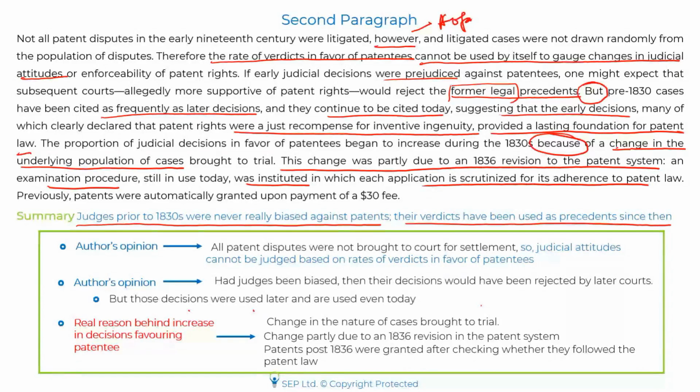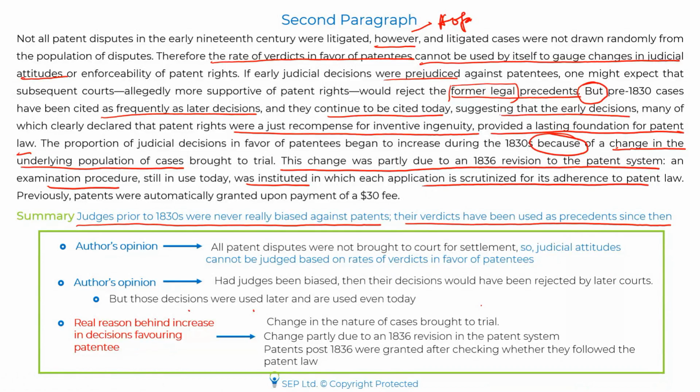So let me know if this is clear to all of you guys. So clearly between the first paragraph and the second paragraph, we have the scholars' opinions and the author's opinion. Underlying population means underlying number of cases. Okay. Underlying population of cases simply means underlying number of cases, the number of cases, all right, that were there.